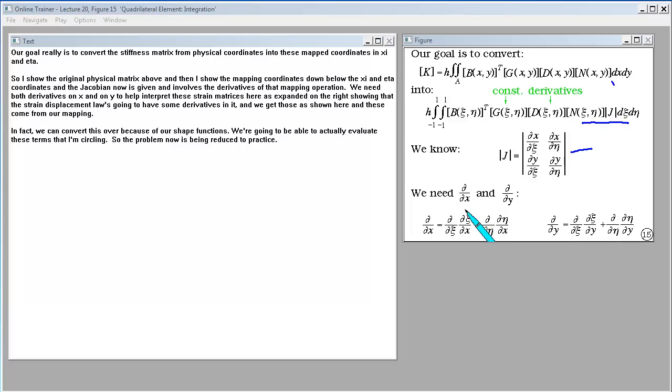We need both derivatives on x and on y to help interpret these strain matrices here as expanded on the right, showing that the strain displacement law is going to have some derivatives in it. And we get those as shown here, and these come from our mapping. In fact, we can convert this over because, because of our shape functions, we're going to be able to actually evaluate these terms that I'm circling. So the problem now is being reduced to practice.